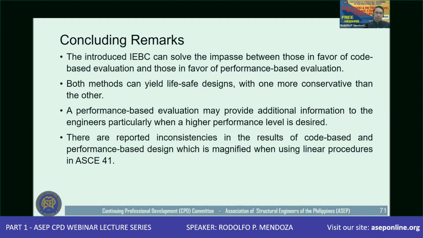Now, there are inconsistencies in the results of both code-based and performance-based design, and these inconsistencies are normally magnified, particularly when you are using linear procedures in ASCE 41.